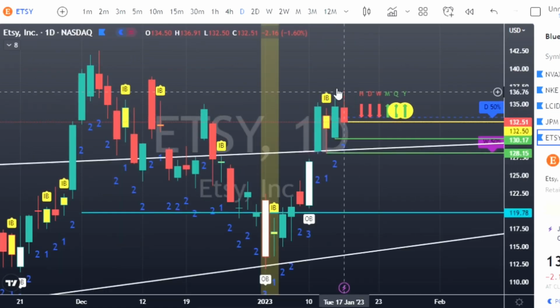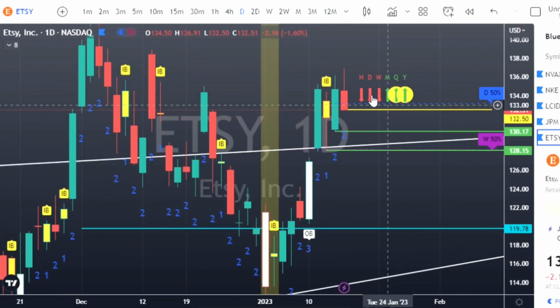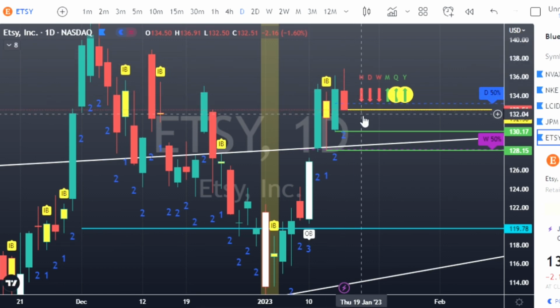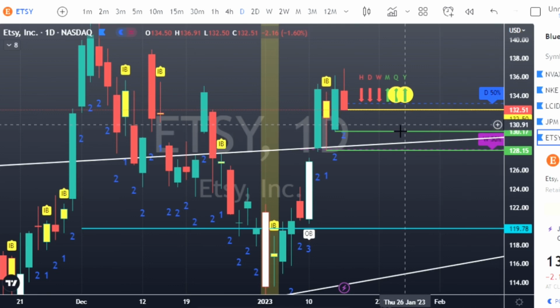Etsy 2 up red, not quite a shooter candle. This wick has to be a little longer or this body has to be a little smaller, but we're pretty close. Puts at 132.50 and the first 2 targets marked out for us on Etsy.